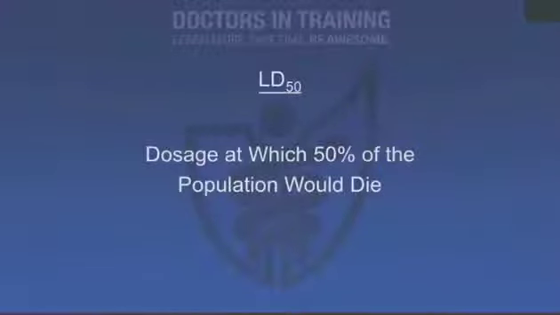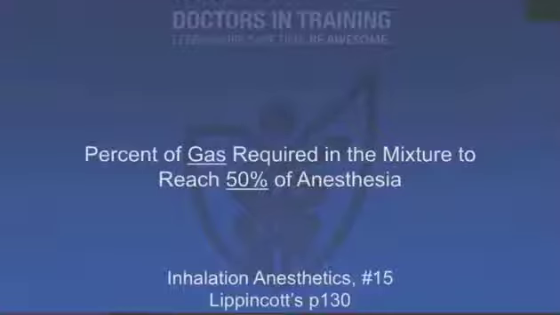There also is the LD50, the lethal dose for 50%. That's something that you don't want to deal with, obviously. The MAC is expressed as a percent of gas required in the alveoli in the mixture to reach the 50% anesthesia. For halothane, it's very small. For nitrous oxide, it's big. And so when I say small, I mean the concentration. You do not need much halothane. So halothane is the MAC daddy of inhaled anesthetics. Nitrous takes much more.